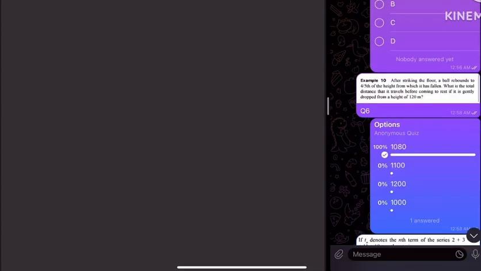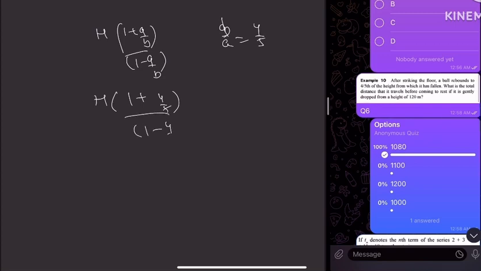Question 6. After striking a floor, a ball rebounds to 4/5 of the original height from which it has fallen. What is the distance that it travels before coming to rest? For such questions, we directly have a formula: h times (1 plus a by b) upon (1 minus a by b). Here a by b is basically the height to which it rebounds, that is 4 by 5. So this will be h times (1 plus 4 by 5) upon (1 minus 4 by 5). We know the height is 120. So 120 into 9 by 5, and the denominator will be 1 by 5. So 120 into 9, this will be 1080 exactly. That is the answer.